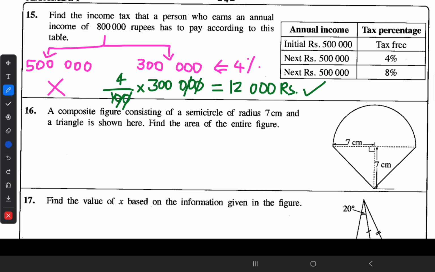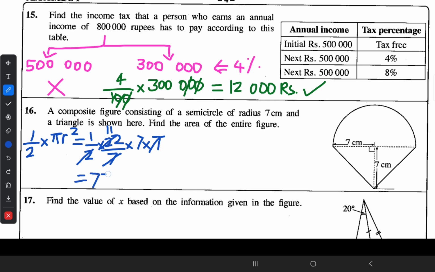First, semicircle's area. For that one, half into pi r square. This is a semicircle. Half into pi 22 upon 7. Radii, that is 7. 7 square means 7 into 7. This 7 simplified with this 7, 2 and 22 simplified 11 times. So 1 into 11 into 7, it would be 77 square centimeters. That's the area for this one.